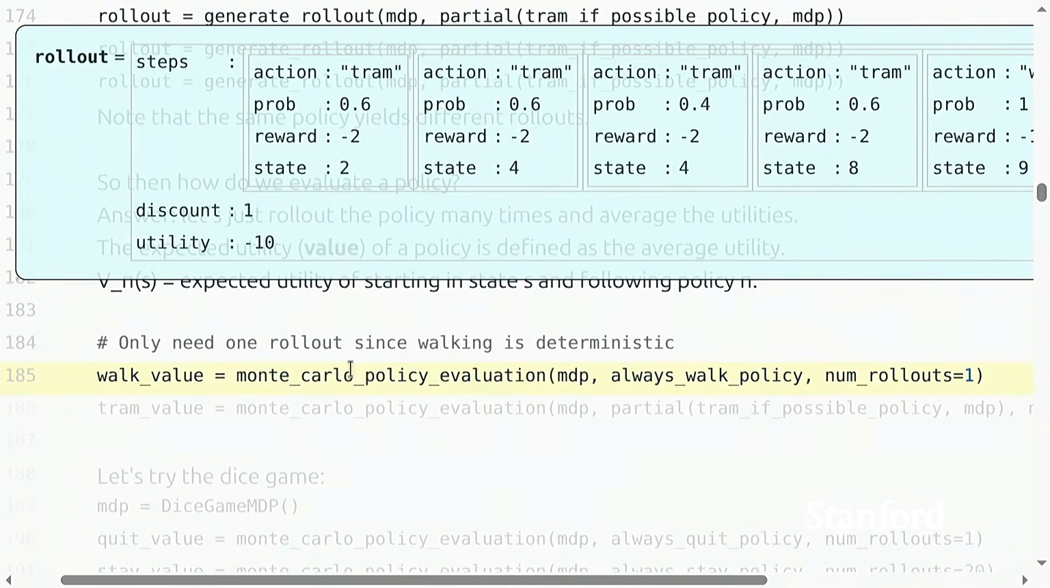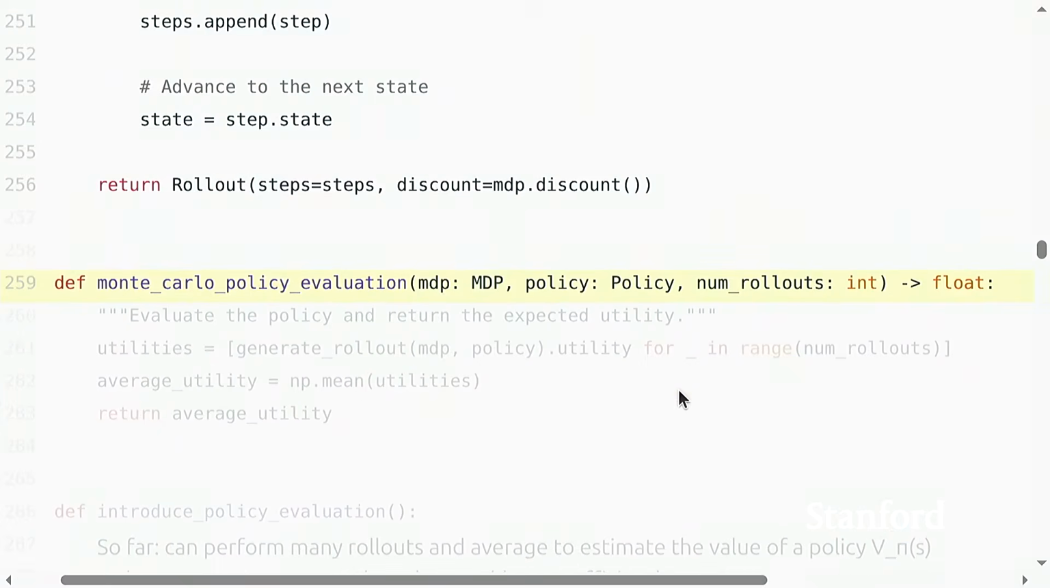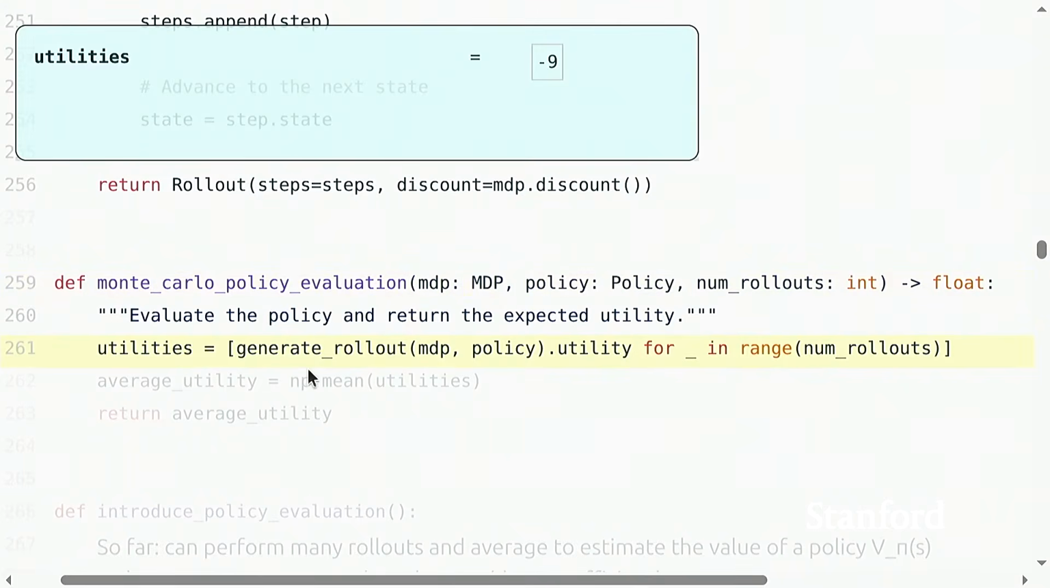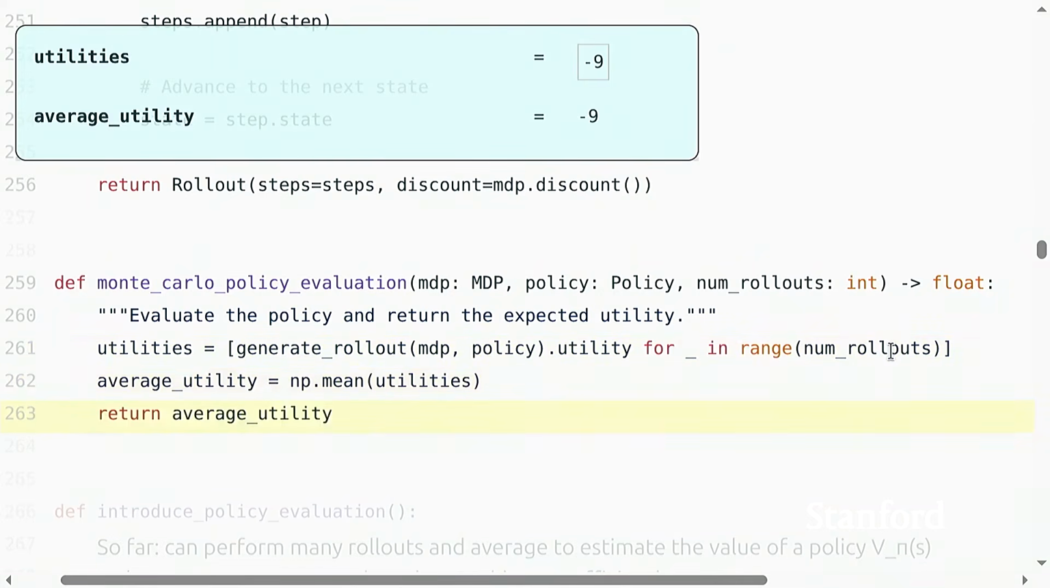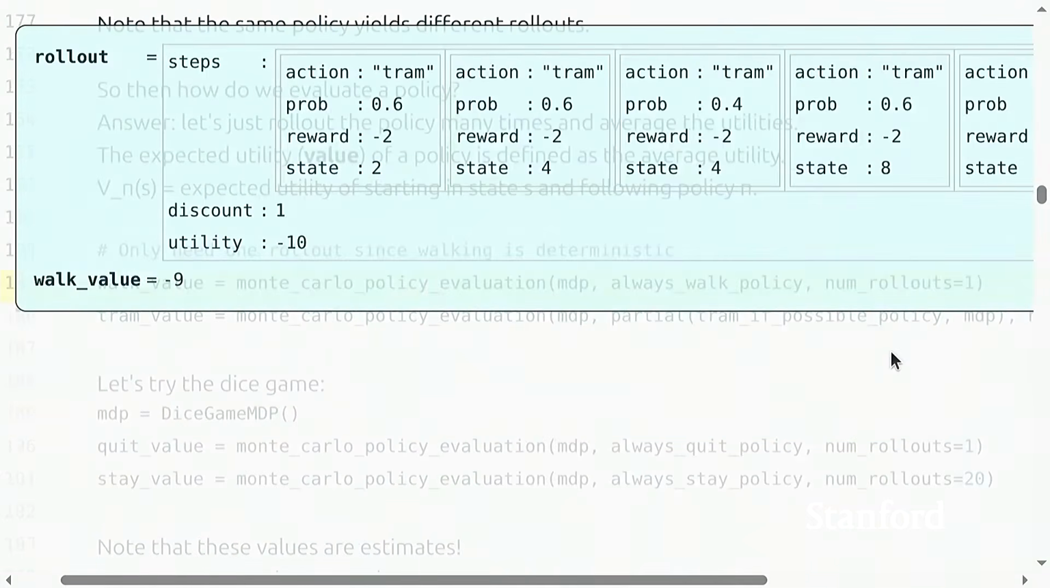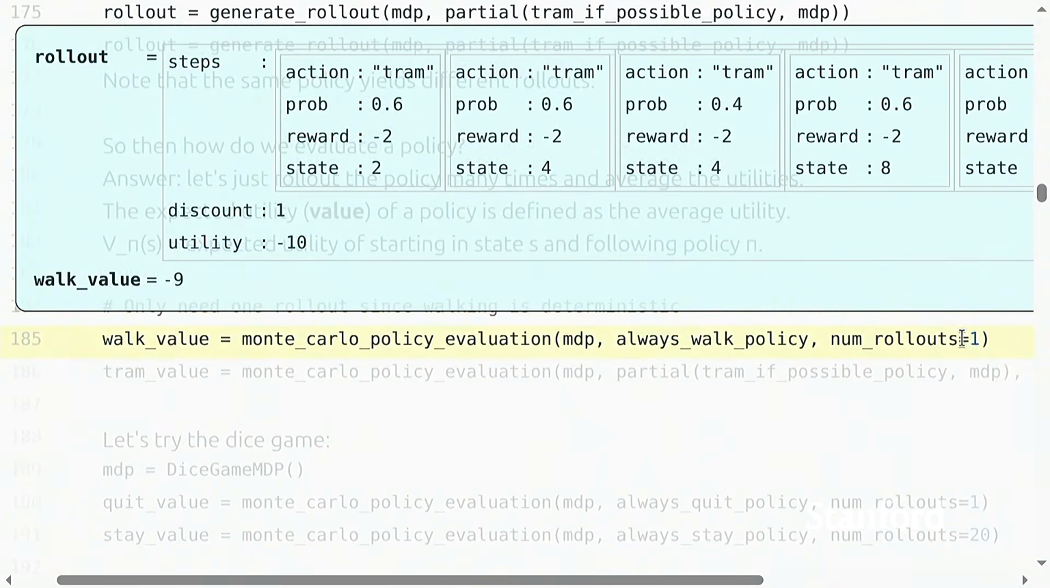So this is called Monte Carlo policy evaluation. You pass in an MDP, a policy, and a number of rollouts that you want to do. It calls that generate rollout function that we saw before, takes the utility n number of rollouts times, and then just computes the average, and that's it. So for walk, I only did one rollout. Why is that? It does the same thing every time. Yeah, it's deterministic, so I only need one rollout.